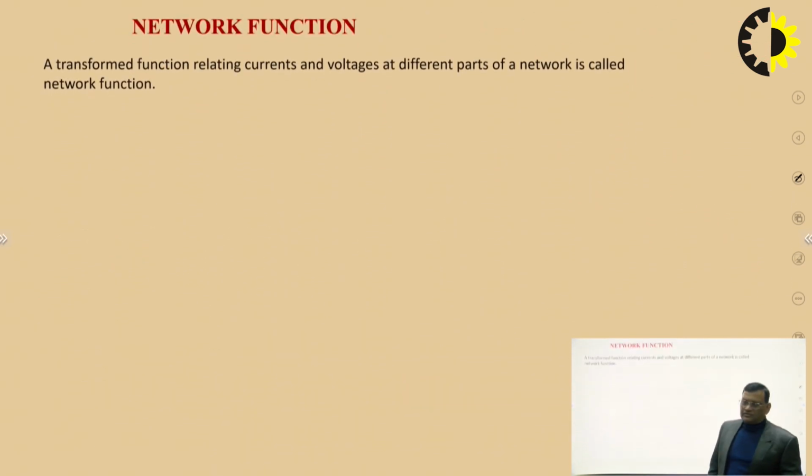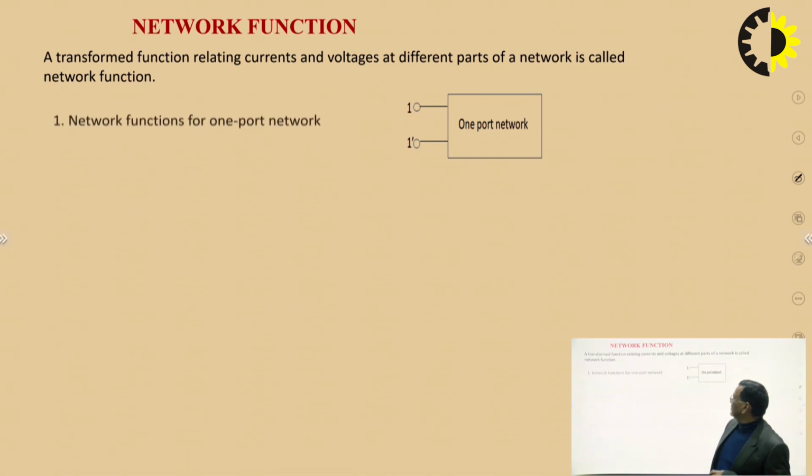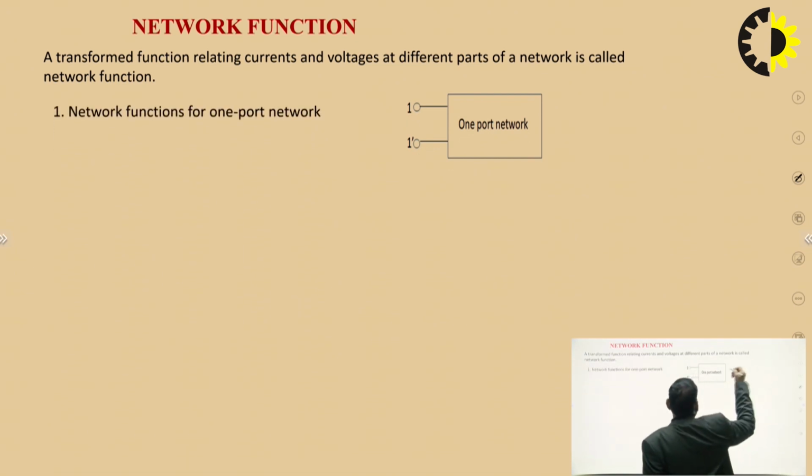Now come to the network function. So what is a network function? It is a transfer function relating current and voltages at the different parts of a network. They are called the network function. They are defined for the one port network. One port means one pair of terminals.